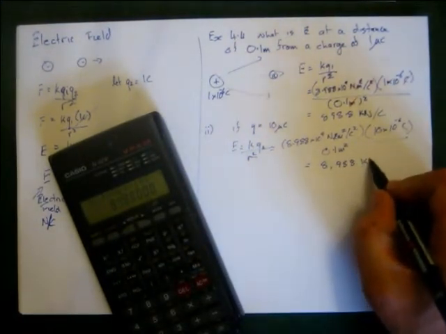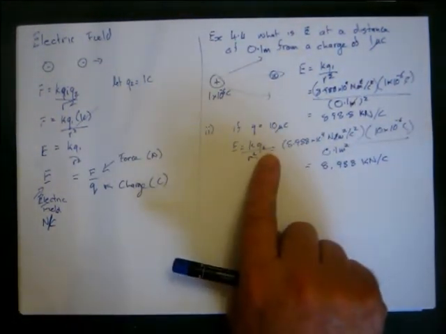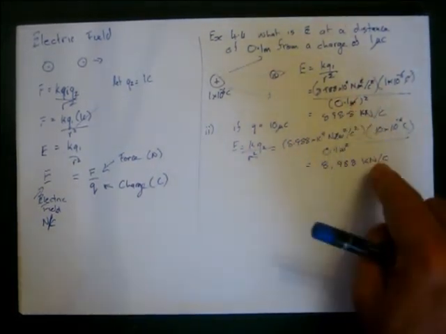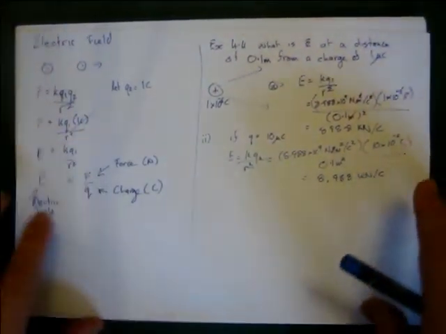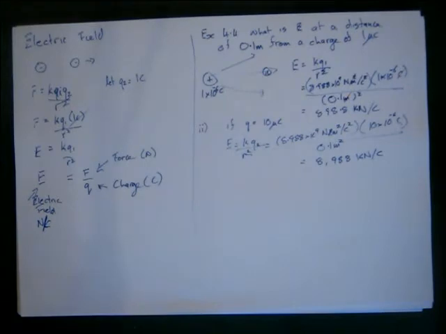8,988 kilonewtons per coulomb. So basically, if I make the charge 10 times bigger, then the field is 10 times bigger. So the field strength is directly related to the size of the charge.